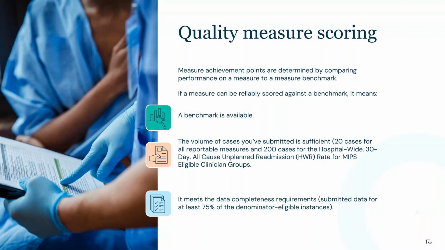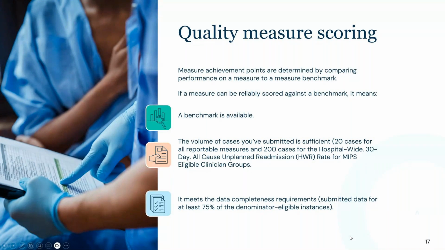So measure achievement, as we're going for quality measure scoring, measure achievement points are determined by comparing performance on a measure to its measure benchmark. Benchmarking for these measures is interesting as we have 3 different measure types that we're trying to benchmark against the entire time. So the way a measure can be benchmarked is, one, if it has a benchmark available. That means that there is historical data from 2 years in the past that will allow you to approximately know where you stand from a point standpoint.